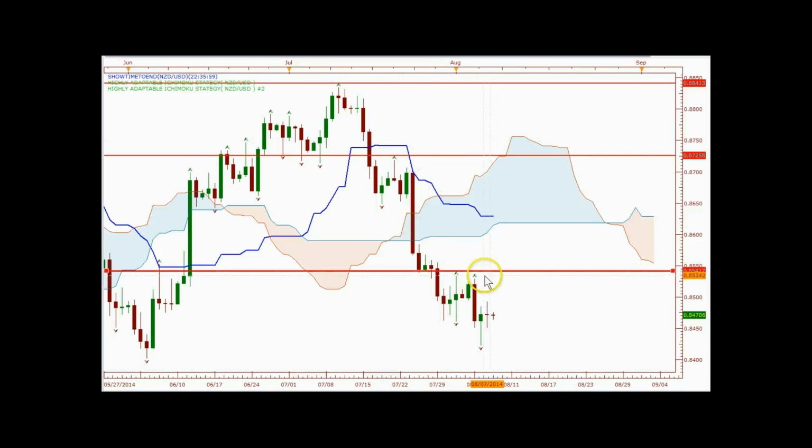And now we made some fractals here. When you start seeing a bunch of fractals in the same area, that's when you know you're starting to move into a range or consolidate. Because look at these other fractals here. You don't see that here.